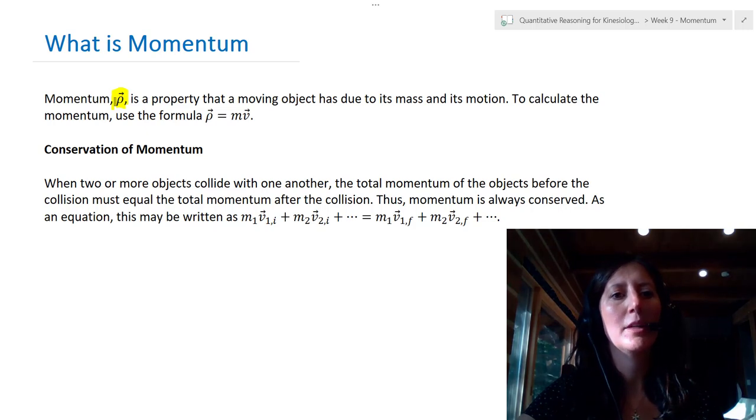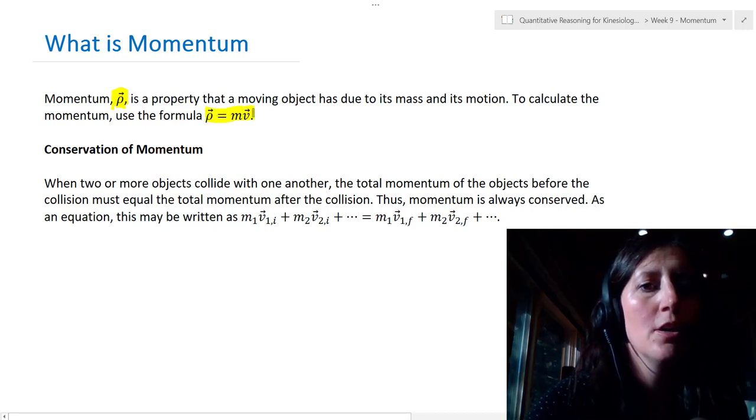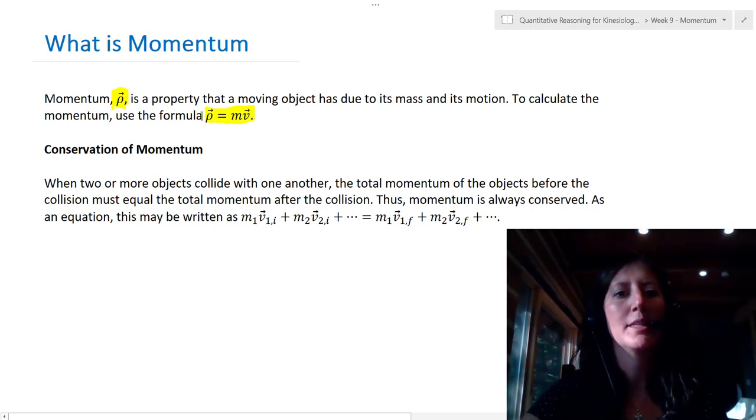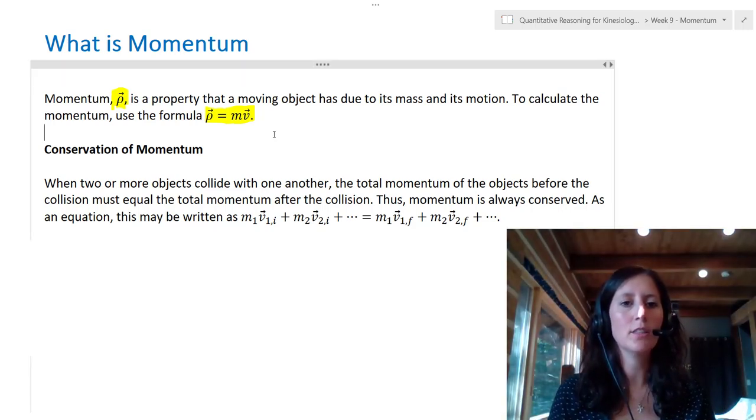To calculate momentum, there's a simple formula that will be provided to you on any formula sheet during your test and exam. And the formula is momentum is equal to the mass times the velocity. Notice that velocity is a vector, and so is momentum. Whatever direction the velocity vector takes, so does the momentum vector. Okay, so they're both going in the same direction.